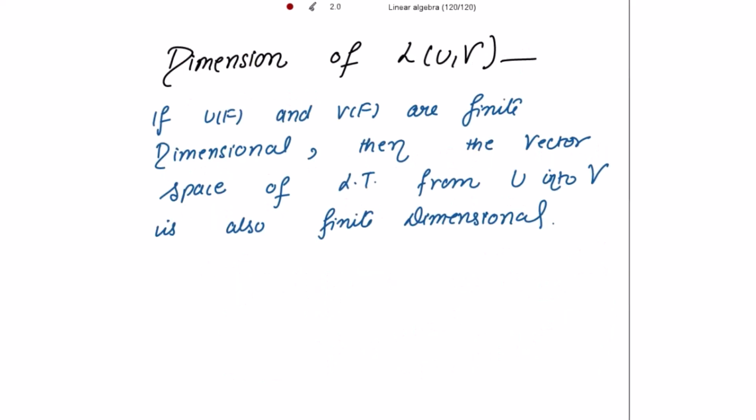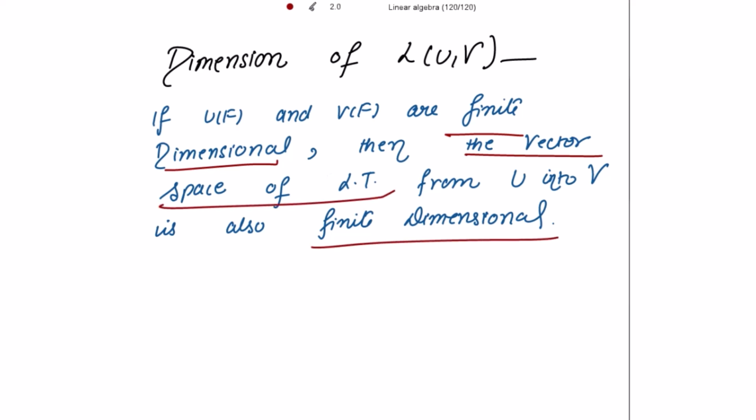Next is the dimension of L(U, V). If U(F) and V(F) are finite dimensional, then the vector space of linear transformations from U into V is also finite dimensional. So when we talk about the vector space of linear transformations, that means the scalar multiplication and addition are already included.